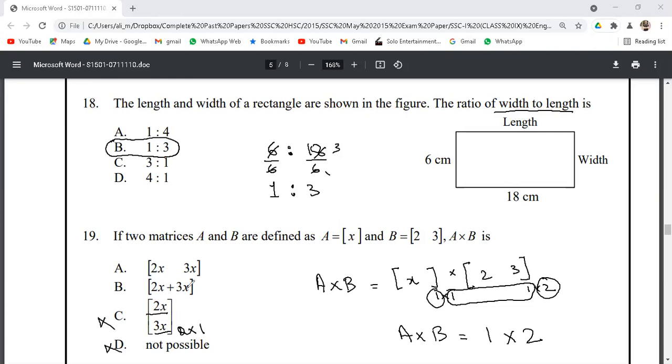And this 2x plus 3x will be of order 1 by 1. That will become 2x plus 3x, 5x. So this is an incorrect answer. So the correct option for this question is 2x and 3x, option A, in which the order of the matrix is 1 by 2. So question number 19 का correct answer है option A.